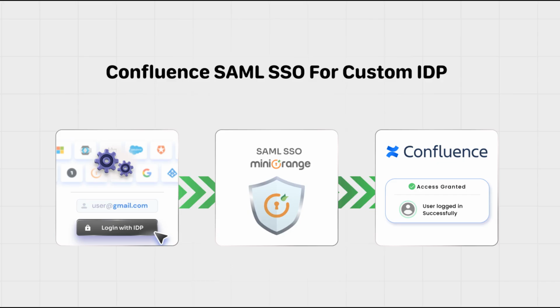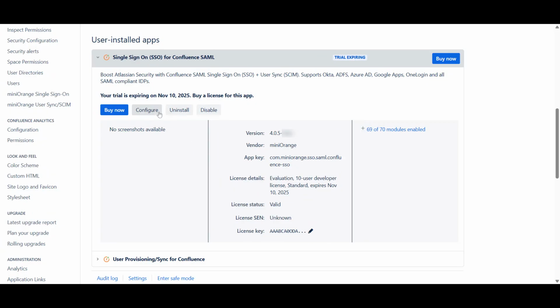Welcome to this tutorial on setting up SAML single sign-on for Confluence using Custom Identity Provider. In this video, we'll walk you through the complete configuration process so you can enable secure, seamless login for your Confluence users. Click the Configure button to begin setting up SAML SSO for Confluence.